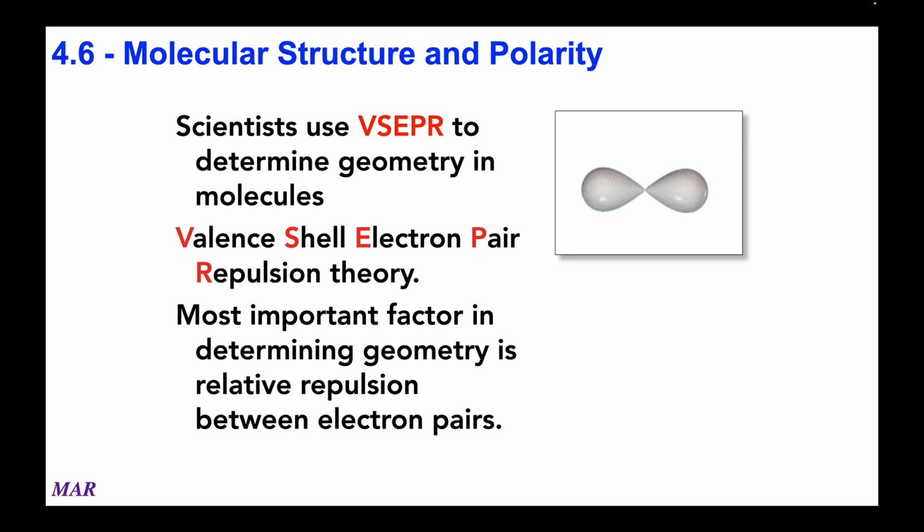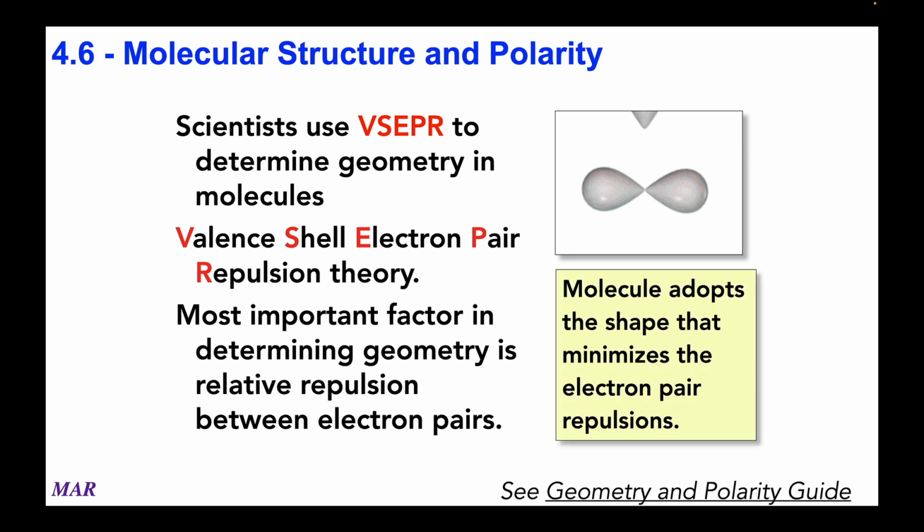And if there are two pairs of electrons around it, they want to be as far apart from each other as they can. So the whole thing of VSEPR: electrons want to be as far apart from each other as they can. According to VSEPR theory, the valence pairs surrounding an atom move to positions that minimize their repulsions.